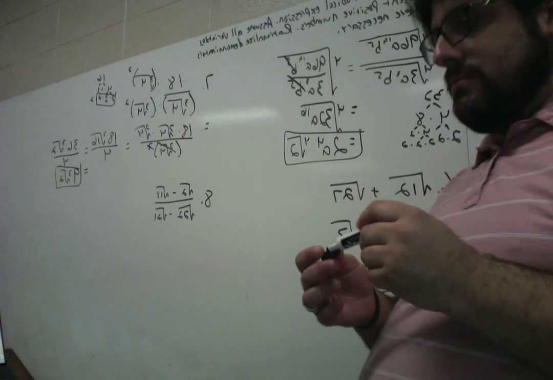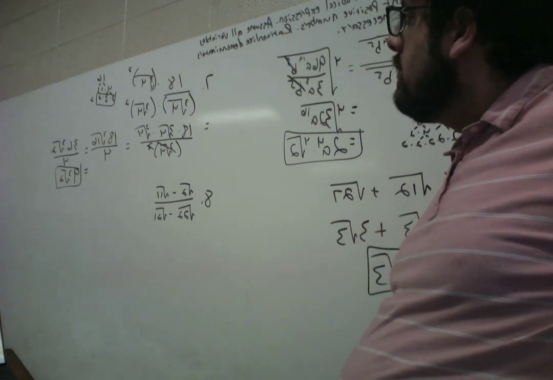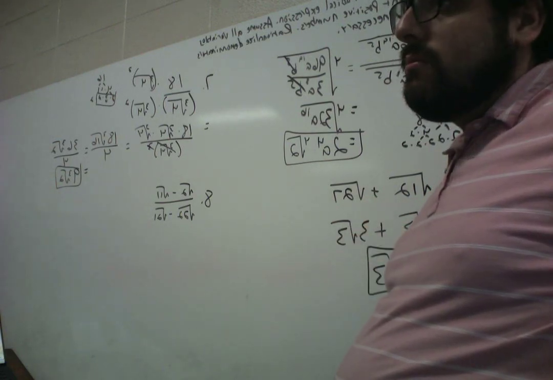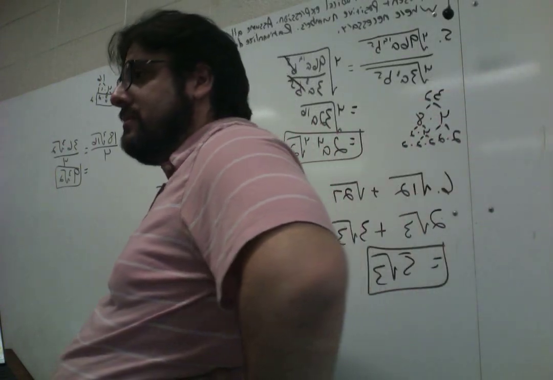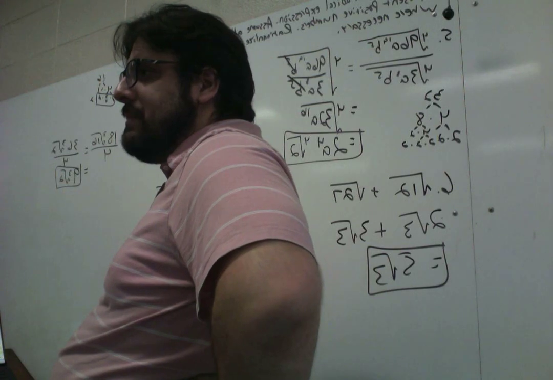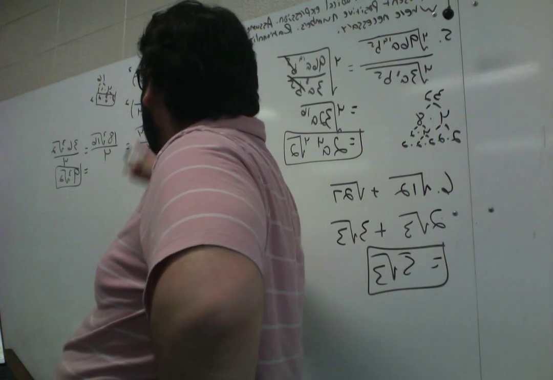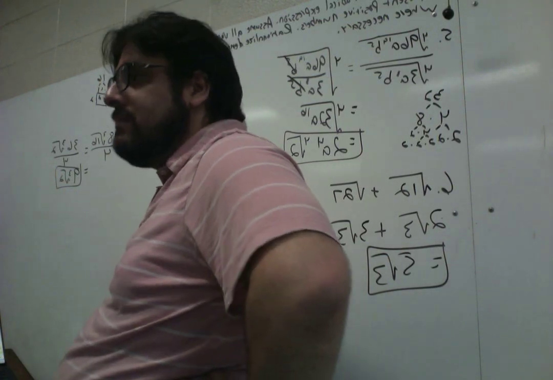Did you have a question, Brandon? So why do you multiply the top by cube root of 4 squared? Because it's a fraction. If you change the denominator, you have to change the numerator. It's like an equation. You have to keep it balanced. So technically, what I'm really doing is multiplying this by 1.